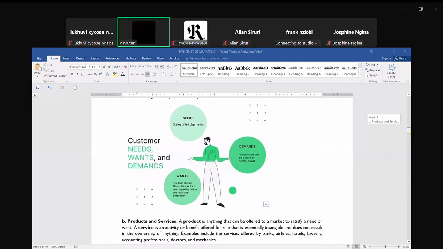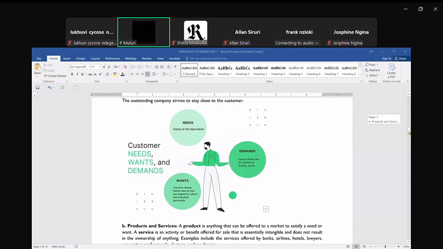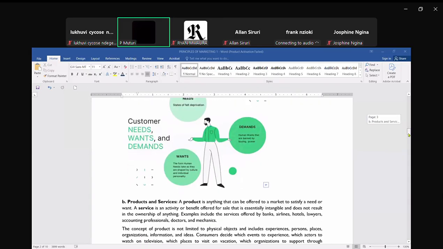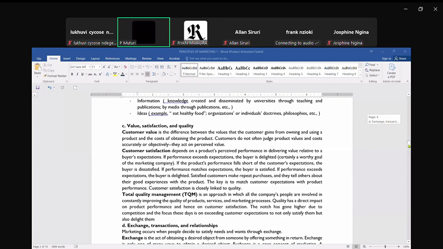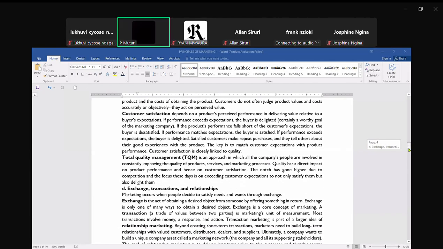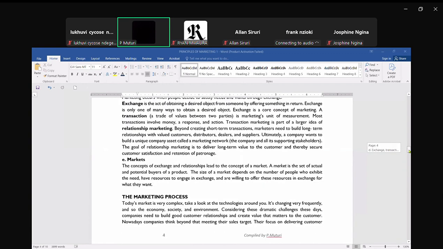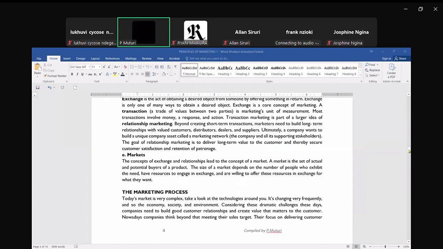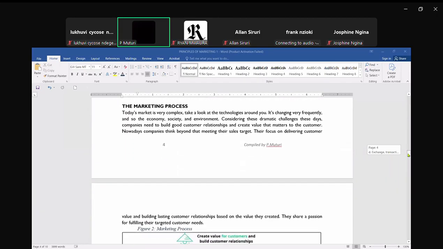Yeah, we did distinguish between needs, because that's where it starts, by identifying needs, wants, and quantifying demand. And we talked about value, satisfaction, and quality. We did talk about exchanges, transactions, and relationships, and also markets, as we define a market in this context, as a set of actual and potential buyers of a product or a service. And I would want us to look at the marketing process briefly.